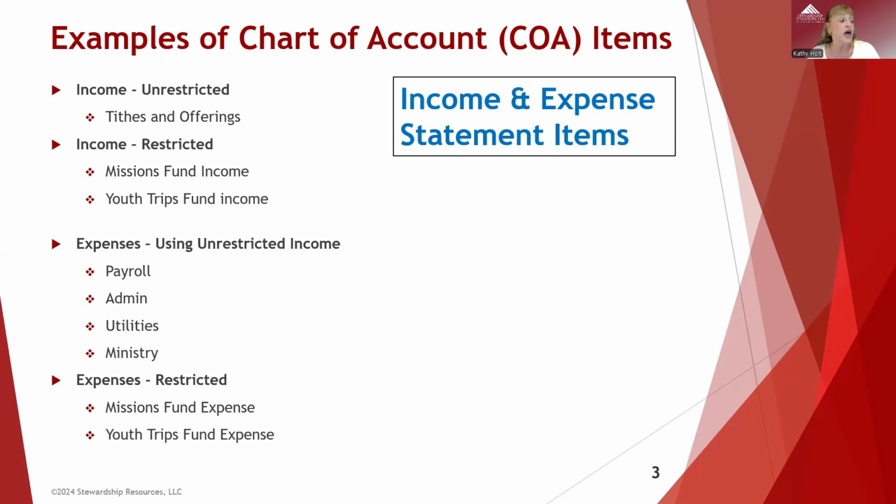So we've got a restricted income for missions. We have a restricted expense for missions. We have a restricted youth trips fund income. We have an expense for youth trips fund. There is not one chart of accounts that's going to work for every church. Each church needs to have its own list of chart of accounts that's going to tell the story of that church and give the information to the finance team that that finance team needs.